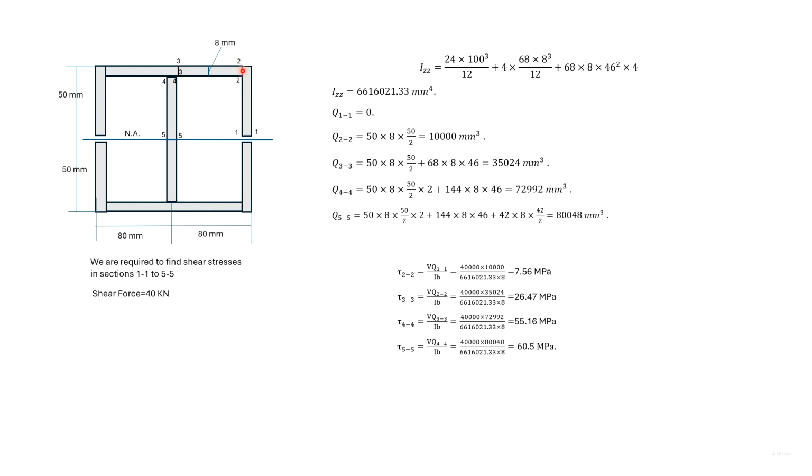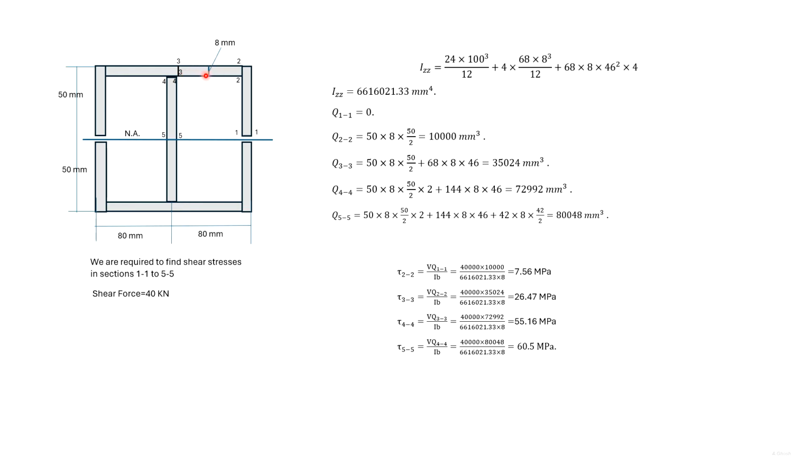To find out the stresses at section 2-2, we find Q22. Thus, we find Q of this vertical portion. The area is 50 into 8 and the distance of the centroid is 50 divided by 2. For determining the stresses at section 3-3, we find the corresponding Q. Q33 is of this vertical leg and this horizontal leg. We determine the Q of the vertical and the horizontal leg separately.